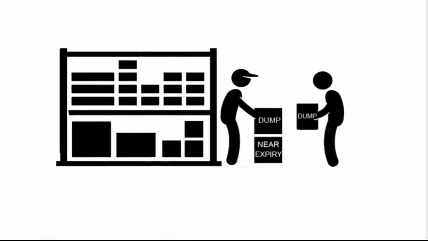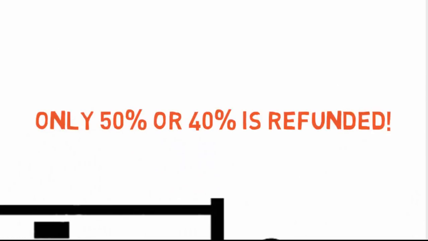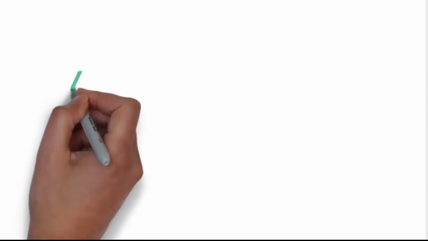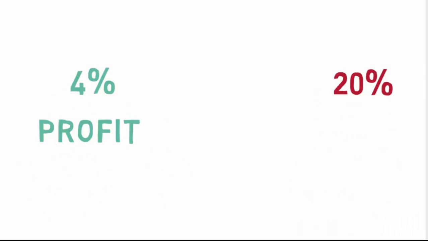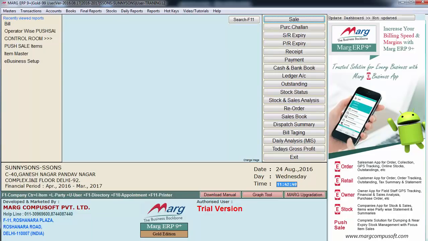Due to items remaining unsold, they become near expiry, then the distributor sends the item back to the company. The company refunds only 50% or 40% of the actual purchase amount. Then we realize that we are getting a profit of 4% and the loss is 20%. So to manage these great losses and problems, we have developed push sale. Now let's understand how push sale works.